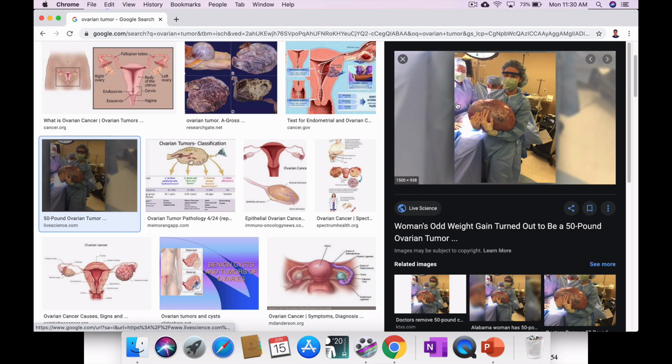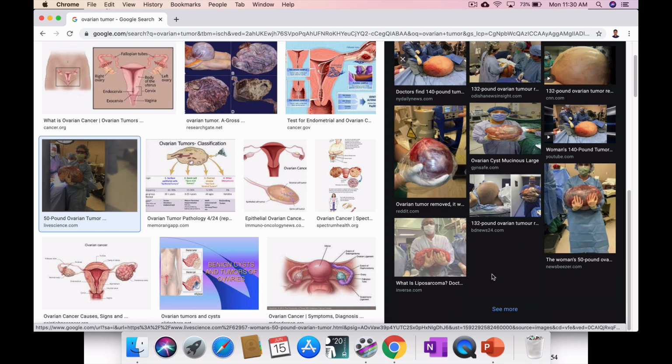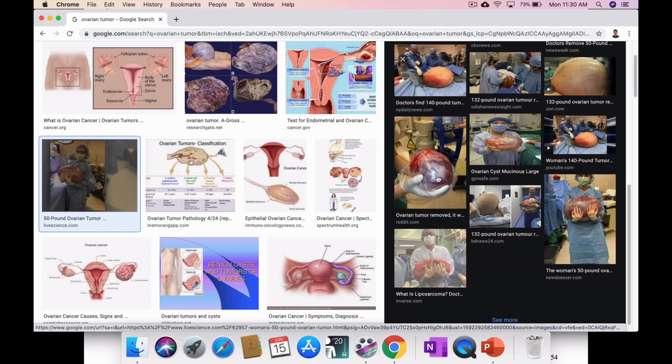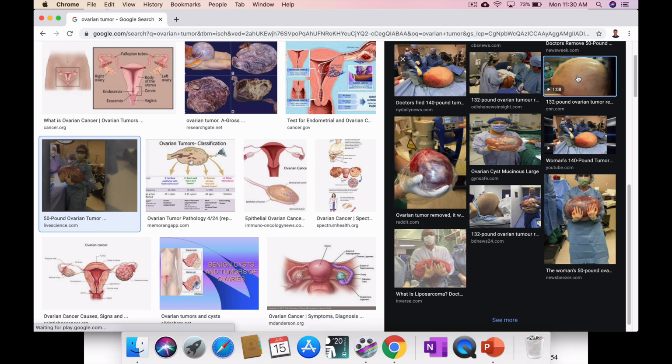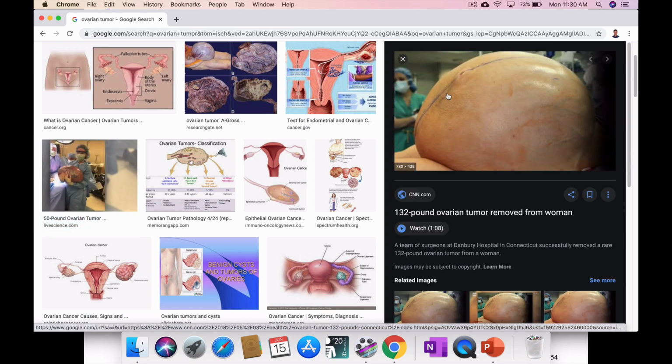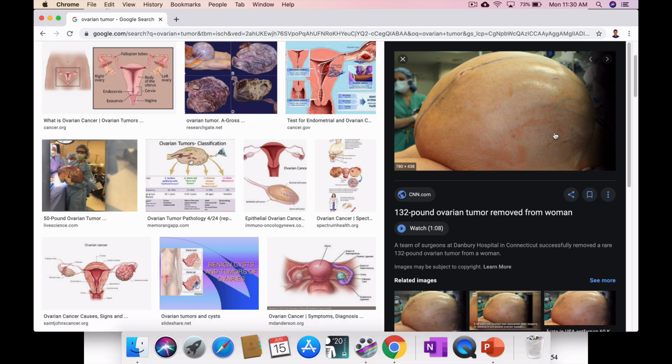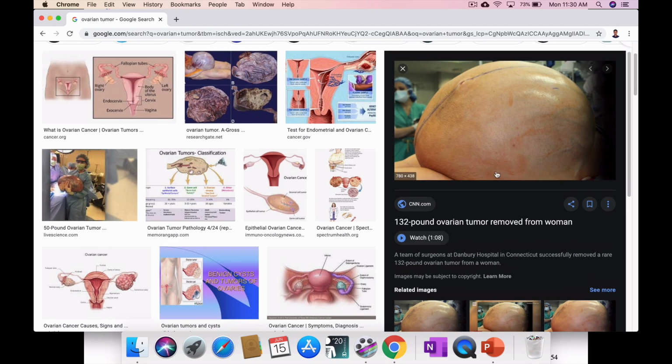Okay, that means what? The ovarian tumor can grow to this big size. You can see these are all different sizes of ovarian tumor. So how is the ovary capable of enlarging to this size?